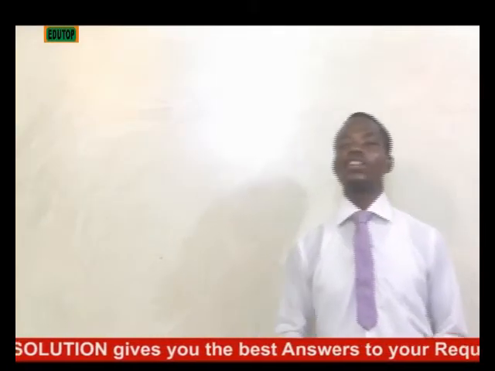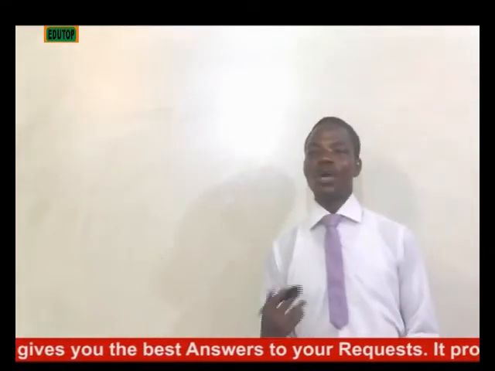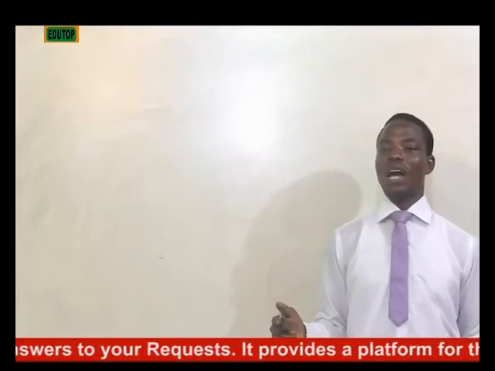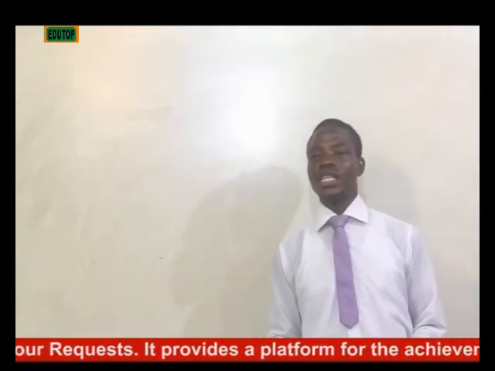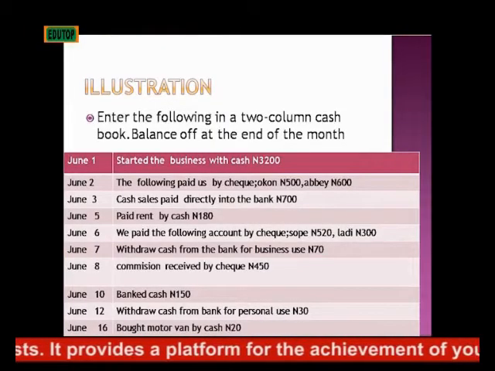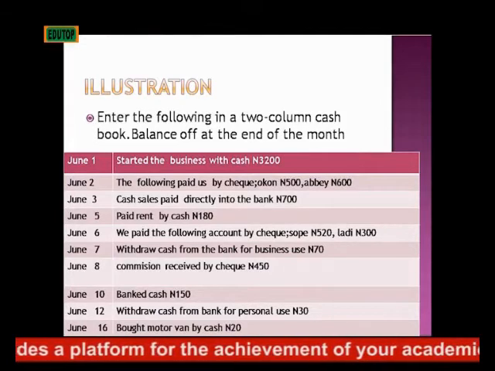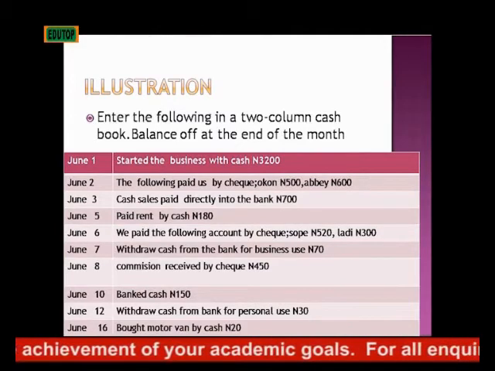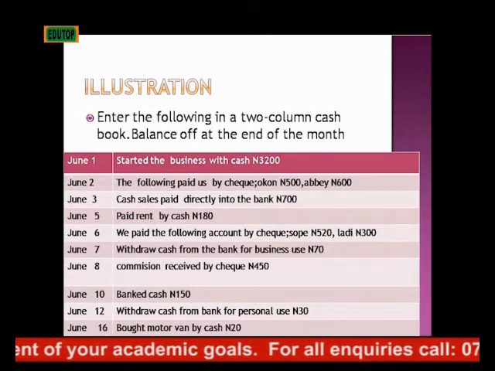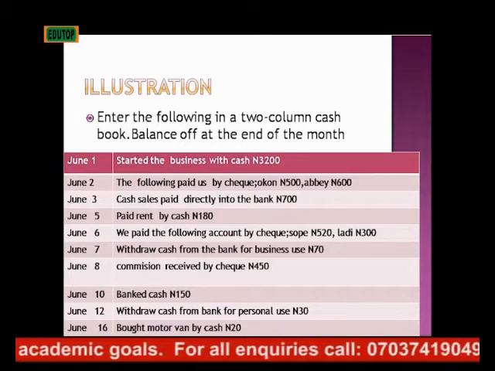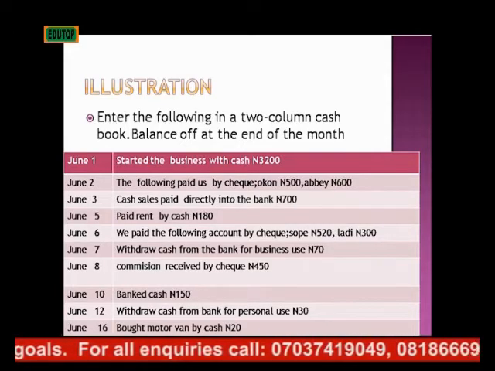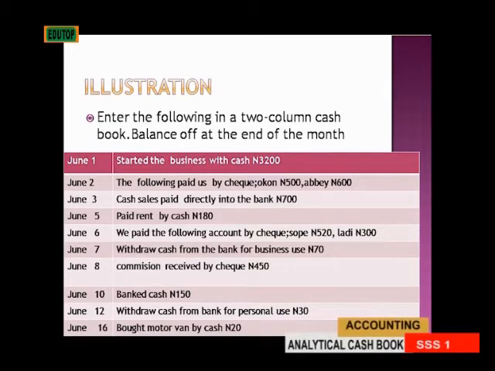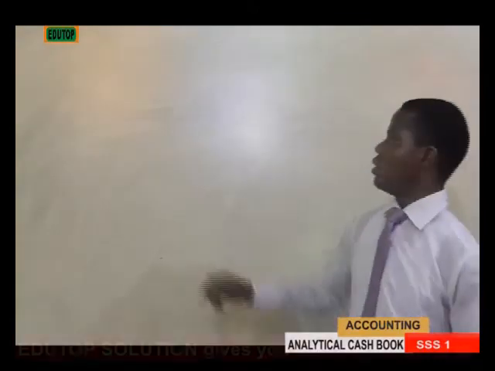Now, the illustration on the 2 column cash book, because you have to give illustration of those cash books so that you have a clear knowledge of it. Now they said enter the following into the 2 column cash book, where you balance off the amount at the end of the month. Don't forget I told you that the cash book is prepared on a monthly basis. Before we go to the question, we gave a format the other time, and that is the format that we are going to follow.